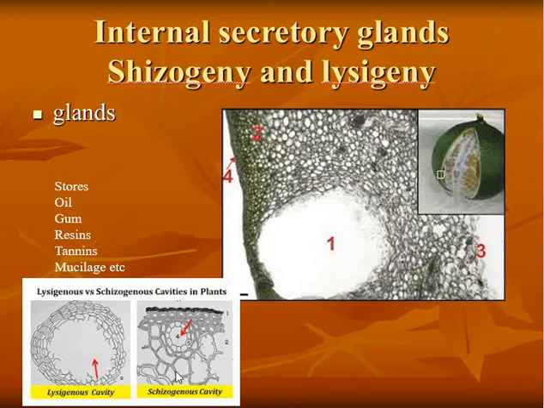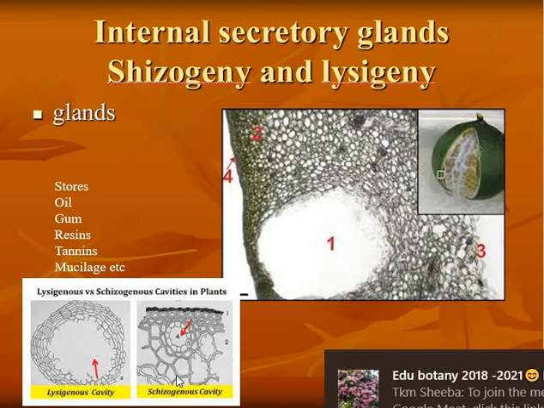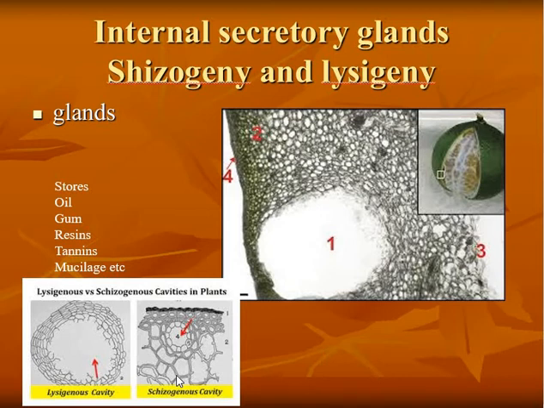But in the second case, it is called a schizogenous cavity. What is schizogeny? During cell division, the cells divide in a particular pattern so that a cavity is formed within the structure. During the building up of a tissue, an internal cavity is made by patterned cell division. If cells divide in a particular pattern and create space inside, that is called a schizogenous cavity. So cavities can be formed by two methods: lysogenous by disintegration, and schizogenous by division and formation.